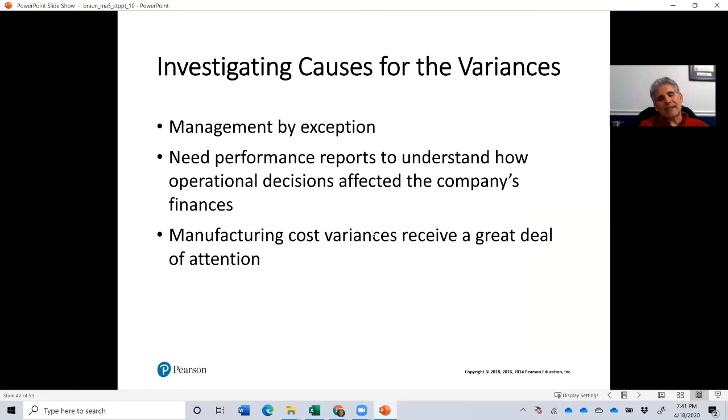Moving on to investigating causes for the variance, managed by exception. I already explained to you how that works. We need the performance reports to understand how operational decisions are affecting the company's finances. And then the manufacturing cost variances receive a great deal of attention. The higher the variance, the more attention. And it's not necessarily dollar amount, but percentages. Which ones are the ones that are significantly different than what we expected? And that's what we're going to focus in on.